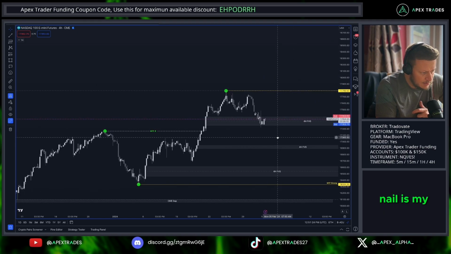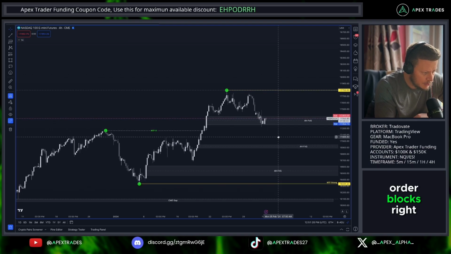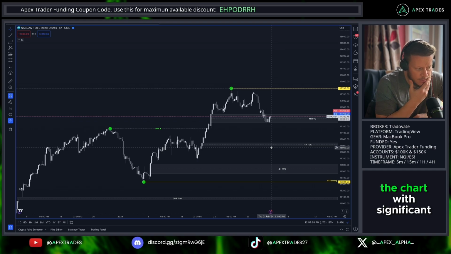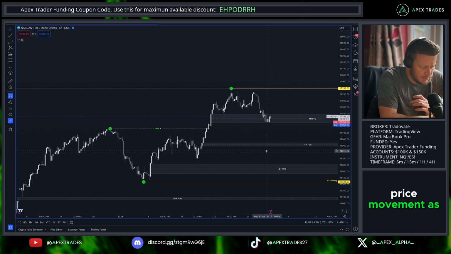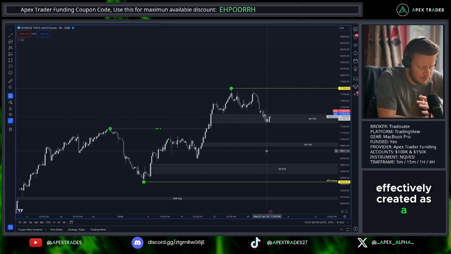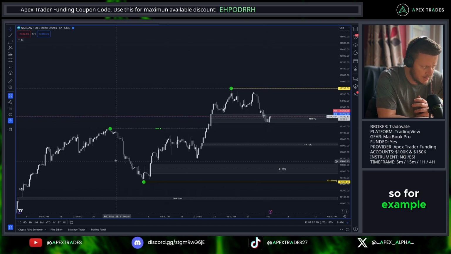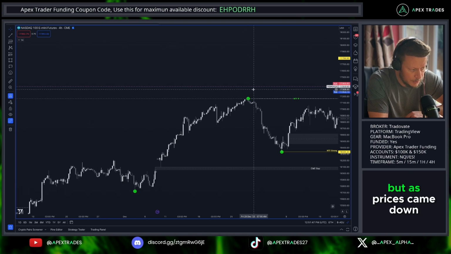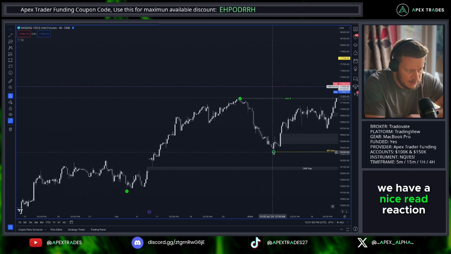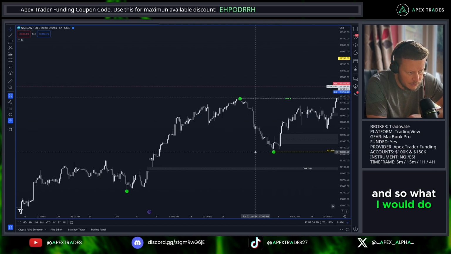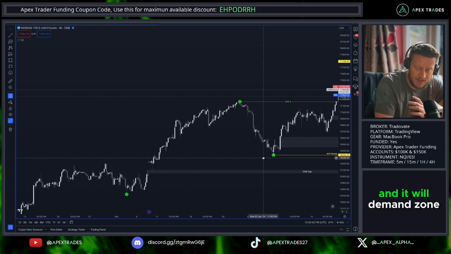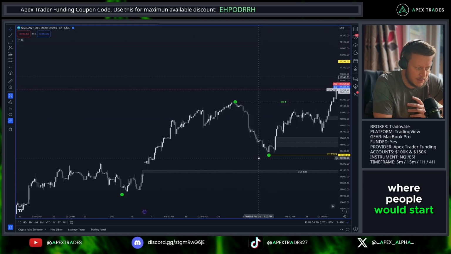The next thing I want to nail is my order blocks, right? What is an order block? An order block is the zones or the areas within the chart where significant price movement has effectively created a structural shift, right? So for example, coming down here nicely, we know the trend is bullish, but as price came down, we had a nice reaction here, and then another reaction there. And so what I would do is label that an order block, or supply zone, or demand zone, where people would step in to buy again.